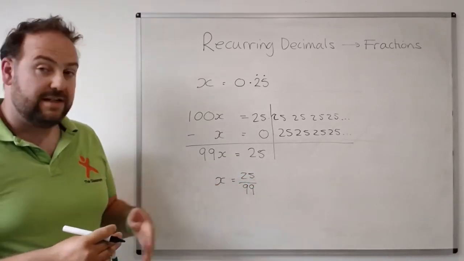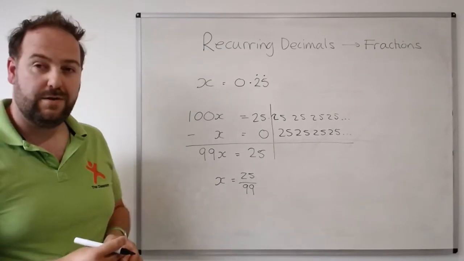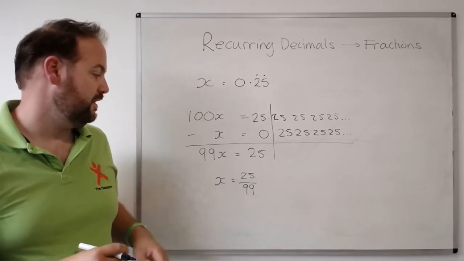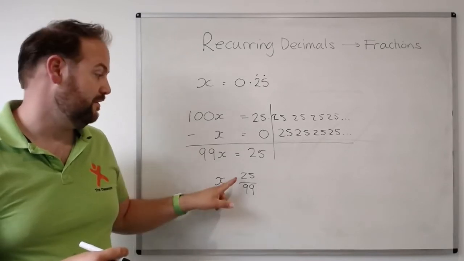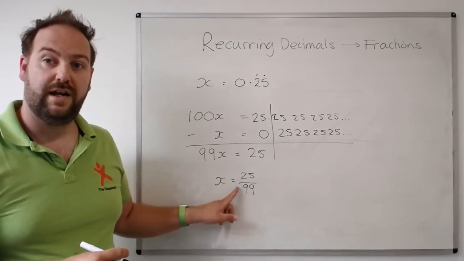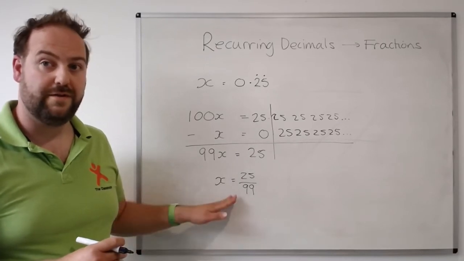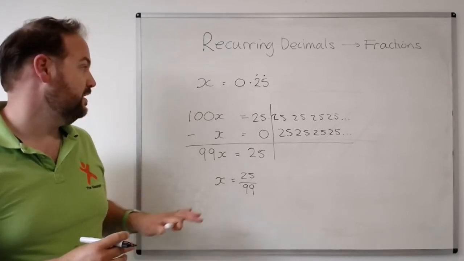And then if you can simplify it, this one does not simplify. 25 is on the 5 times table, the 1 times table, and the 25 times table. So you should only be able to divide by 25 or 5. And here, 99 is not on the 5 times table or the 25 times table. That one is done.